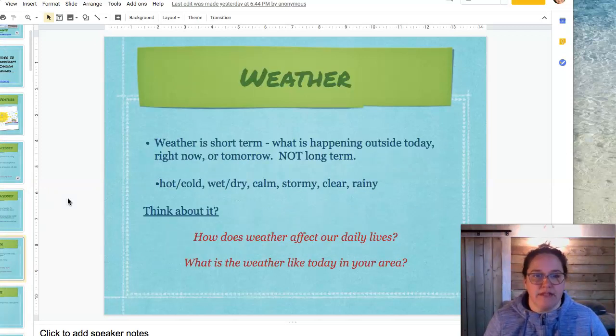So weather means short-term, day-to-day. Hot, cold, wet, dry, calm, stormy, balmy, humid. So you need to know the difference and be able to differentiate. How does weather affect your daily life?